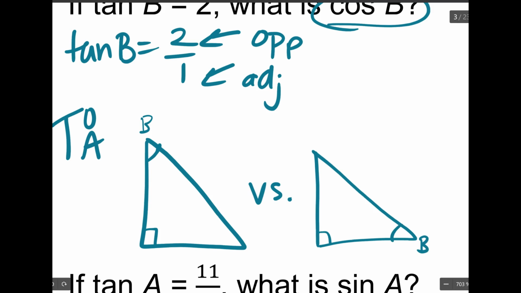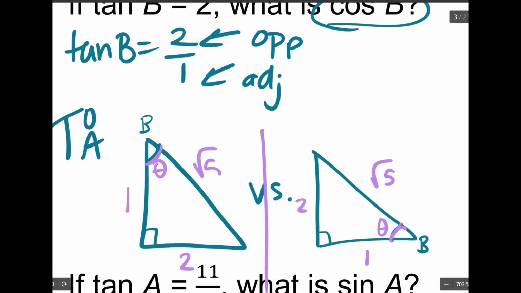Okay, so opposite is 2. Opposite from this angle is here, versus if I was on the right triangle, the opposite is here. This is going to give us the same answer. Adjacent is 1. Right, because 1 squared plus 2 squared equals hypotenuse squared. 1 plus 4 equals hypotenuse squared. That's how we found the hypotenuse.